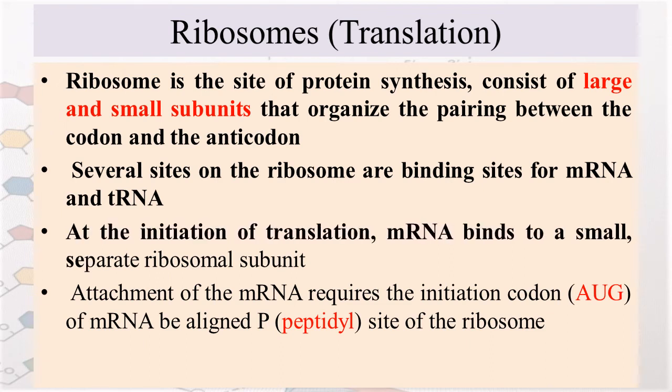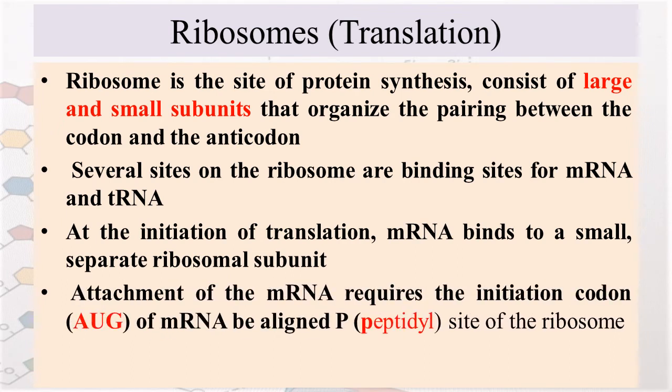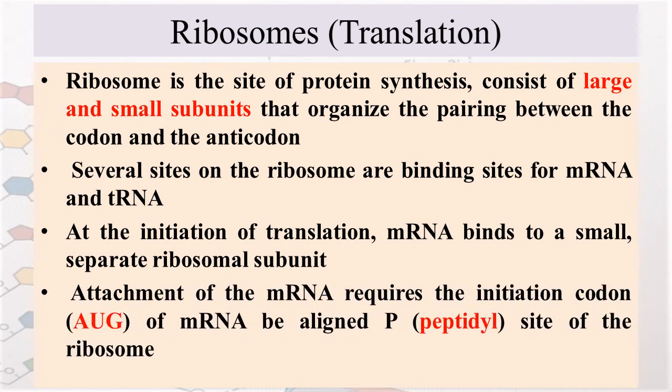At the initiation of translation, messenger RNA binds to a small separate ribosomal subunit. This is a very important point, students. At the initiation of translation, messenger RNA first of all binds to a small separate ribosomal subunit. Attachment of the messenger RNA requires the initiation codon, which is AUG of the messenger RNA, be aligned at the P site of the ribosome. This P site is present in the smaller subunit of the ribosome, which is attached to the messenger RNA.